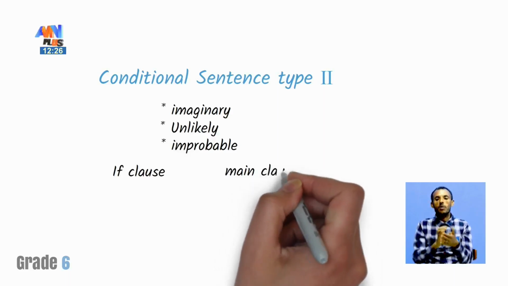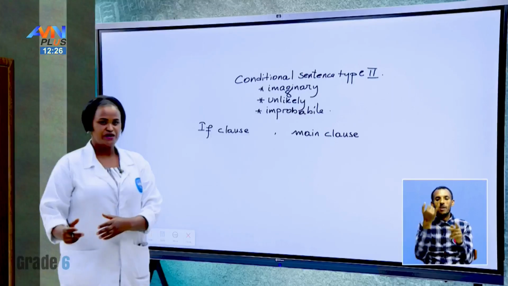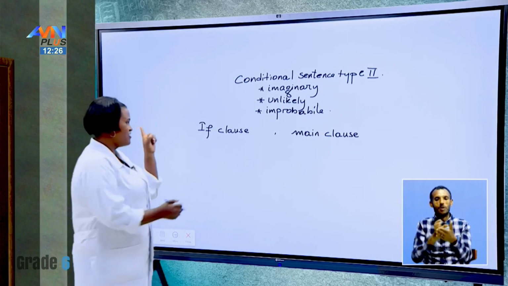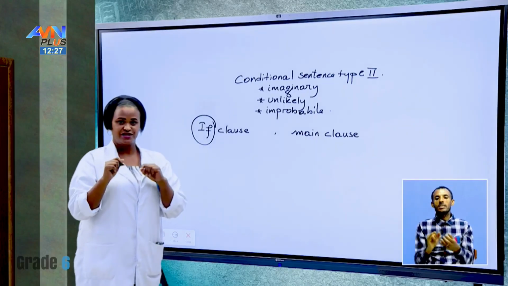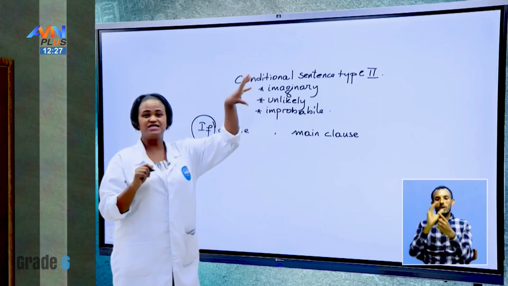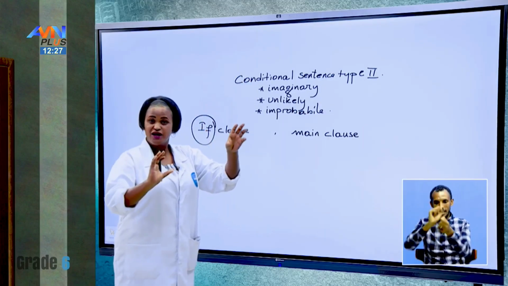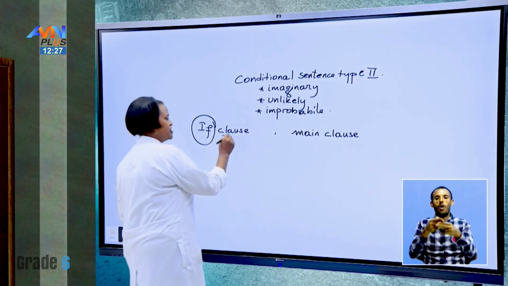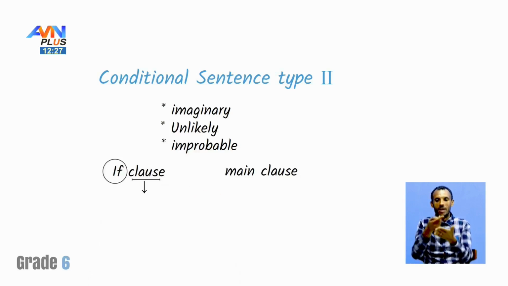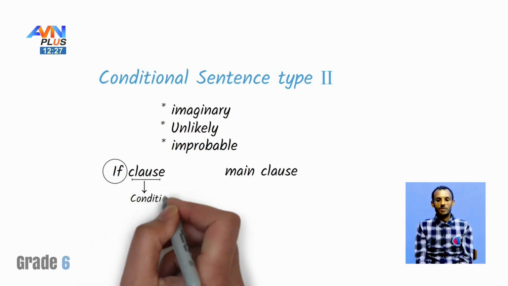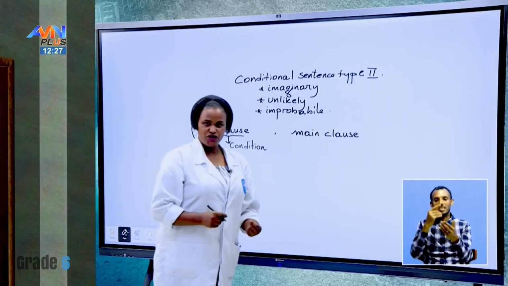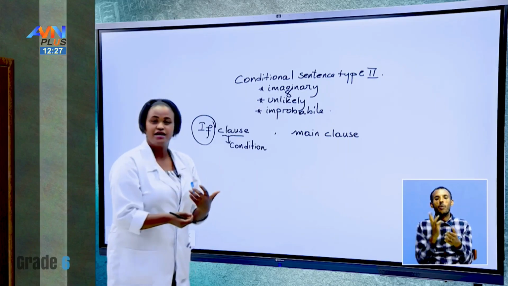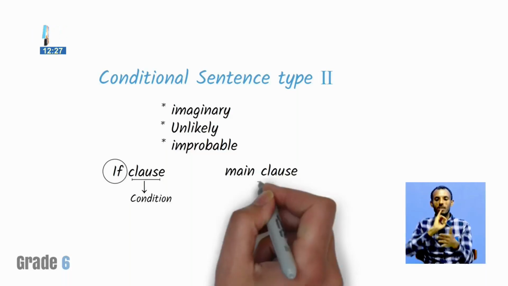If you remember from the last lesson of conditional sentence type 1, we said about the if clause. The if part is setting the condition. Since we said conditional sentence, that means there is a condition which can change the result. So the if part of the sentence is the condition. Here is the condition. Then in the main clause, when you set a condition here in the if part, we expect a result. And that result is found here. This is the result.